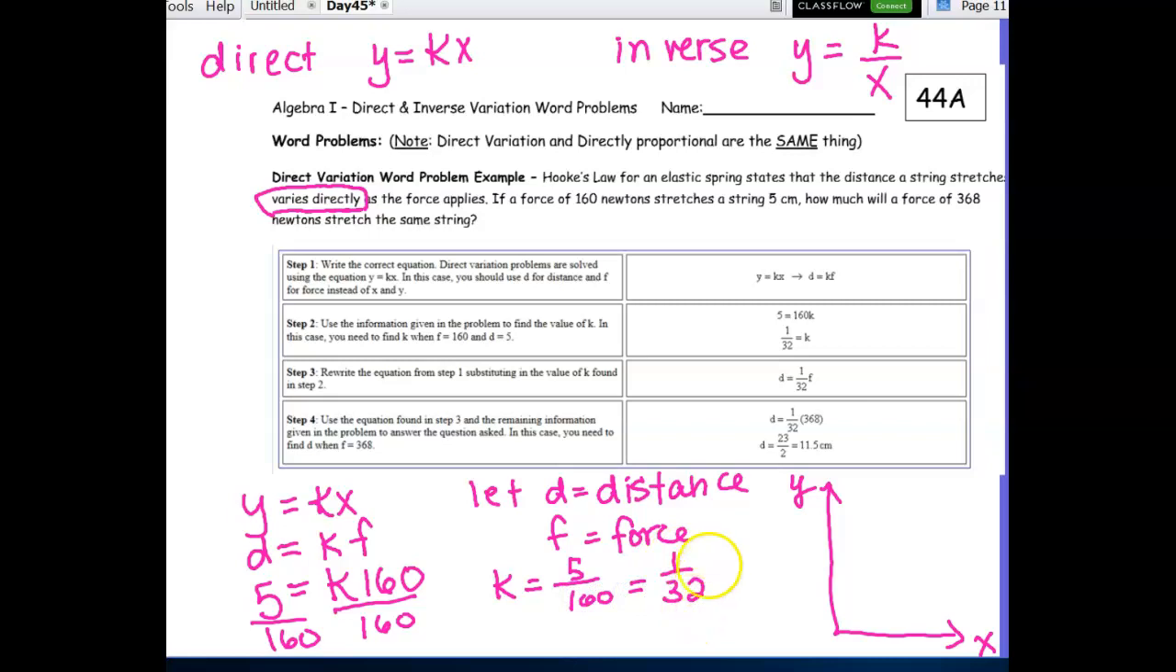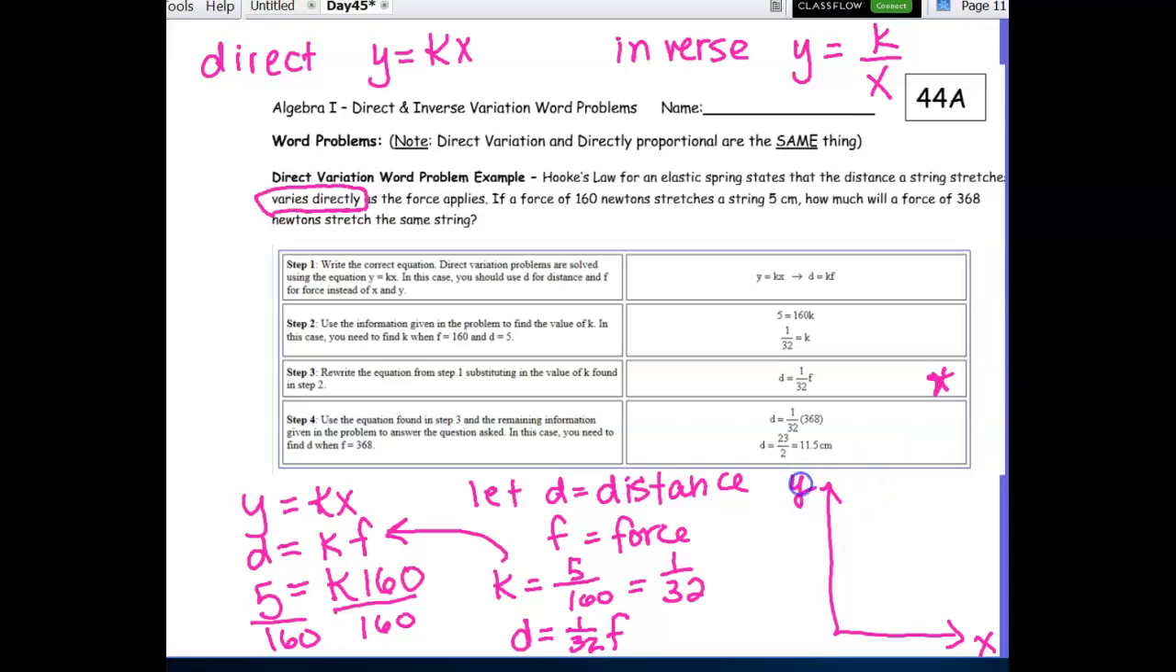We then take that constant of proportionality and plug it back in. So our distance is equal to 1/32 times our force. There's our equation. You can note that right here we're on step 3. The problem says that a force of 160 stretches the string 5 centimeters, so we got our constant of proportionality as 1/32. How much will a force of 368 newtons stretch the same string?